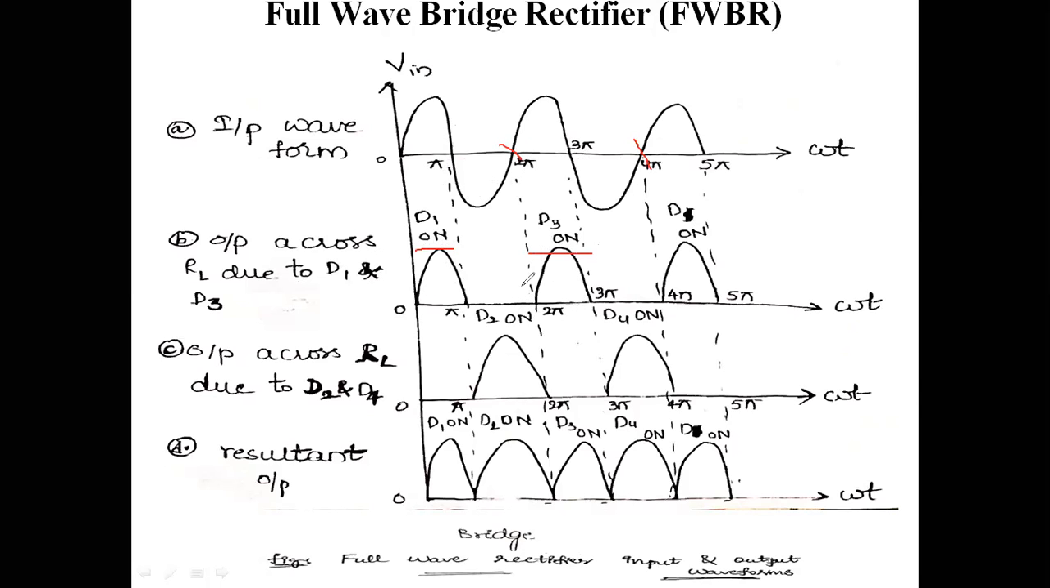In this positive half cycle, D2 is in off position here. This D2 is going to be off. Similarly, D4 is in off position here.